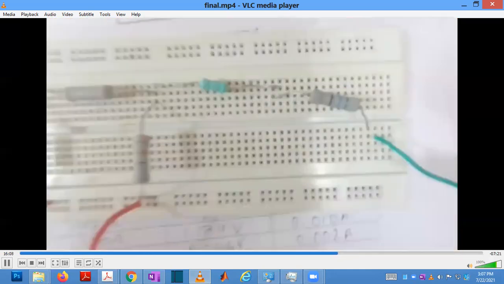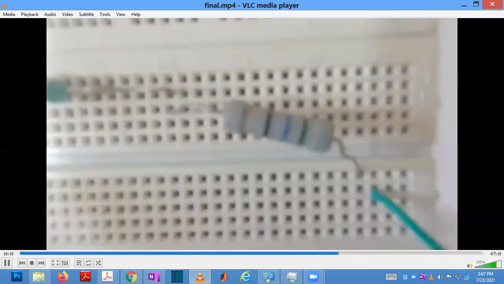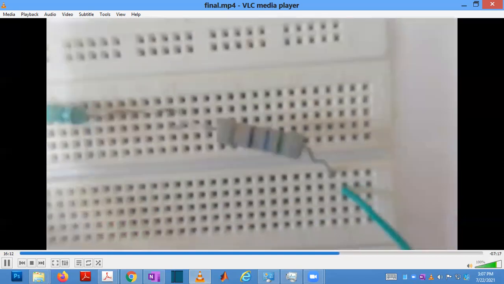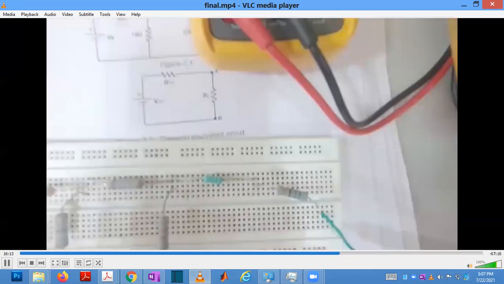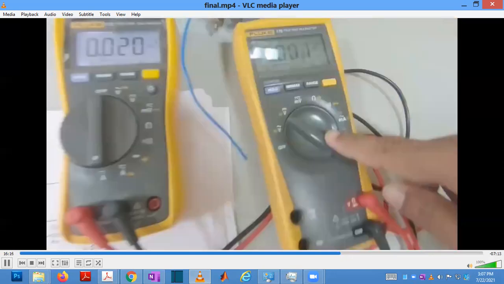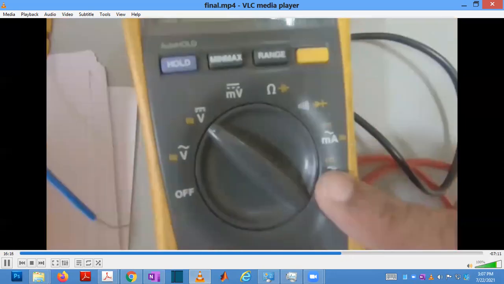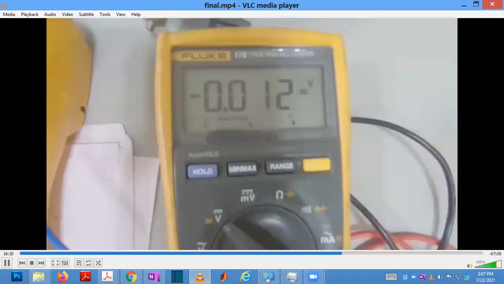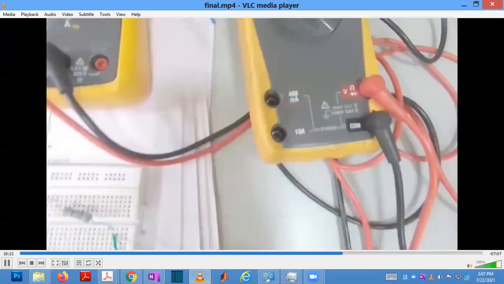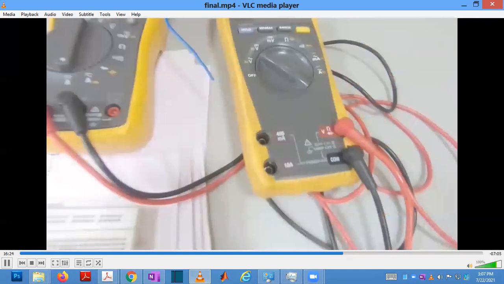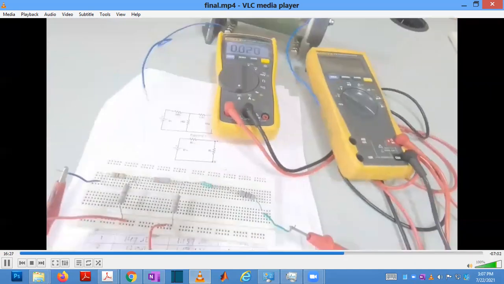So turn it on, then you will get the current value. The current value is showing in the ammeter. Put the voltmeter in voltage mode and connect it parallel to the resistance. You will get the voltage value across the resistance. So find out the voltage value and the current value.